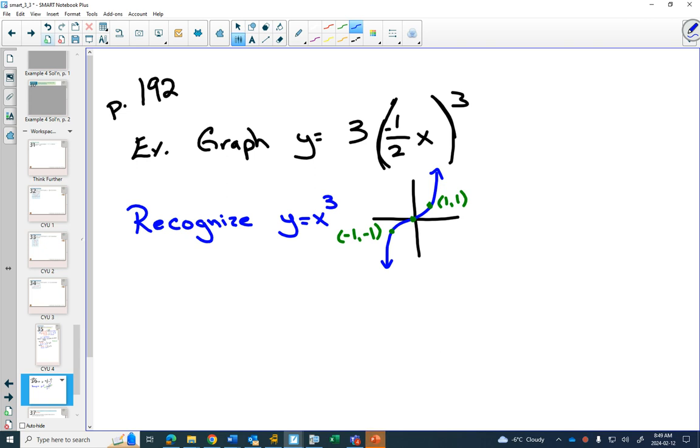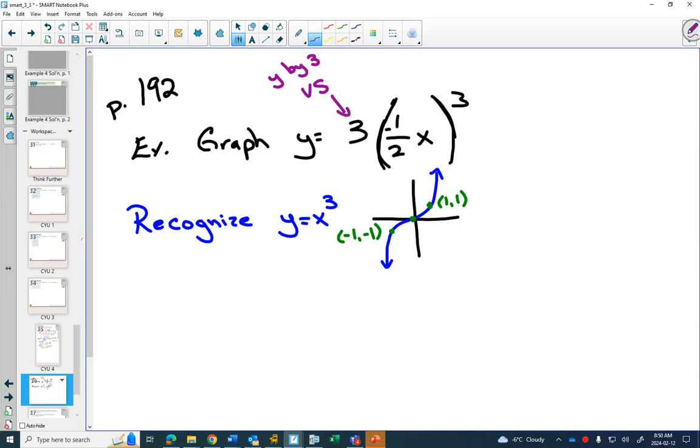Then we're going to notice in our equation that we have some numbers, right? We don't just have x cubed. What do we have? We have a 3 out in front. What does that 3 do? That 3 is out in front, so it's going to be vertical. You're multiplying a vertical stretch. You're going to multiply your y values by 3.